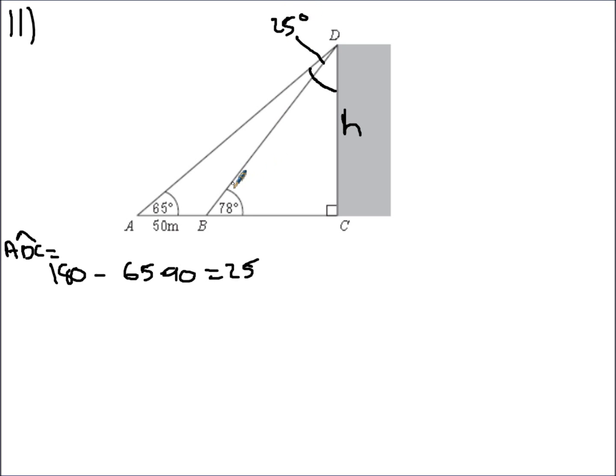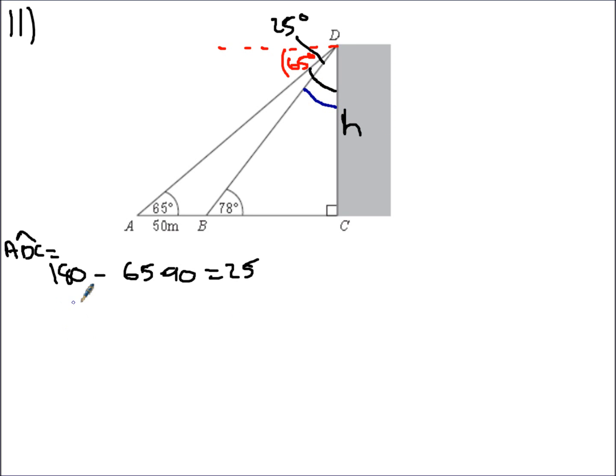Is there anything else we can then work out? Well, 78 degrees is here, 65 is there. If I put a dotted line across here, then we know that's 65 in there also. Again, is that helping us out? Not so much at the moment. But we also know that's 78 and that's 90, so we can work out the angle in here.